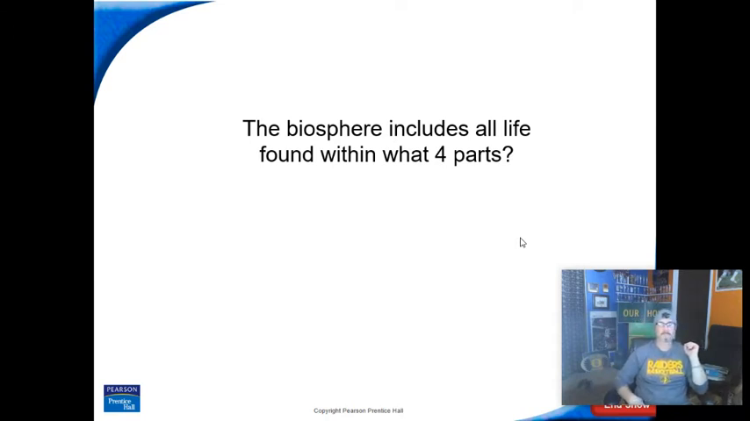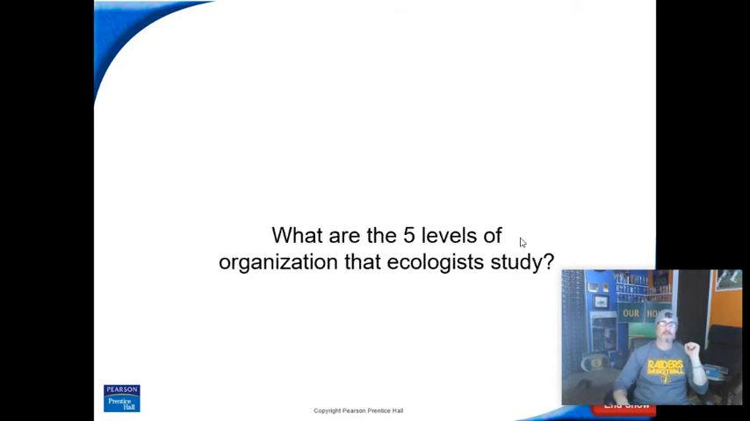Go Cats! All right, so we got air, atmosphere, land, and water are the places where we find living things on this planet. What are the 5 levels of organization that ecologists study? And I would memorize those from simplest or smallest to biggest. And if you can't remember, take a look at number 3.